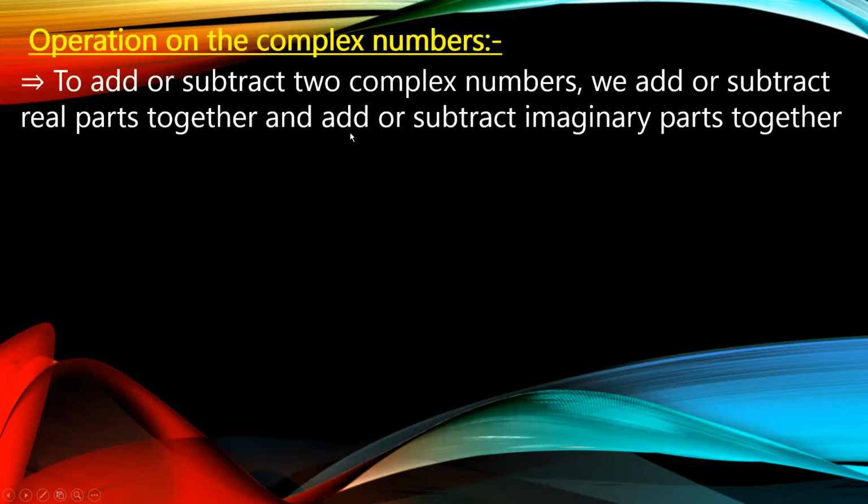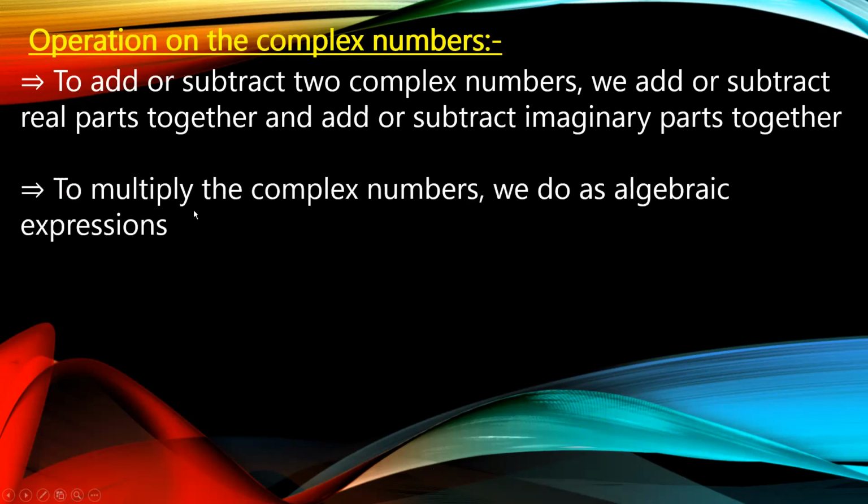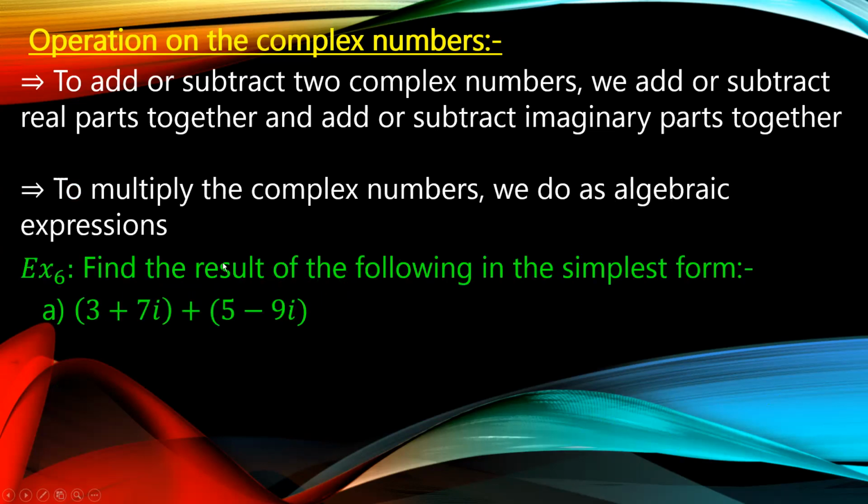Operations on complex numbers. To add or subtract two complex numbers, we add or subtract the real parts together and add or subtract the imaginary parts together. And if I want to multiply complex numbers, we do it as an algebraic expression. For example, find the result of the following in the simplest form. Here I need to add two complex numbers: 3 plus 7i plus the second one, 5 minus 9i.